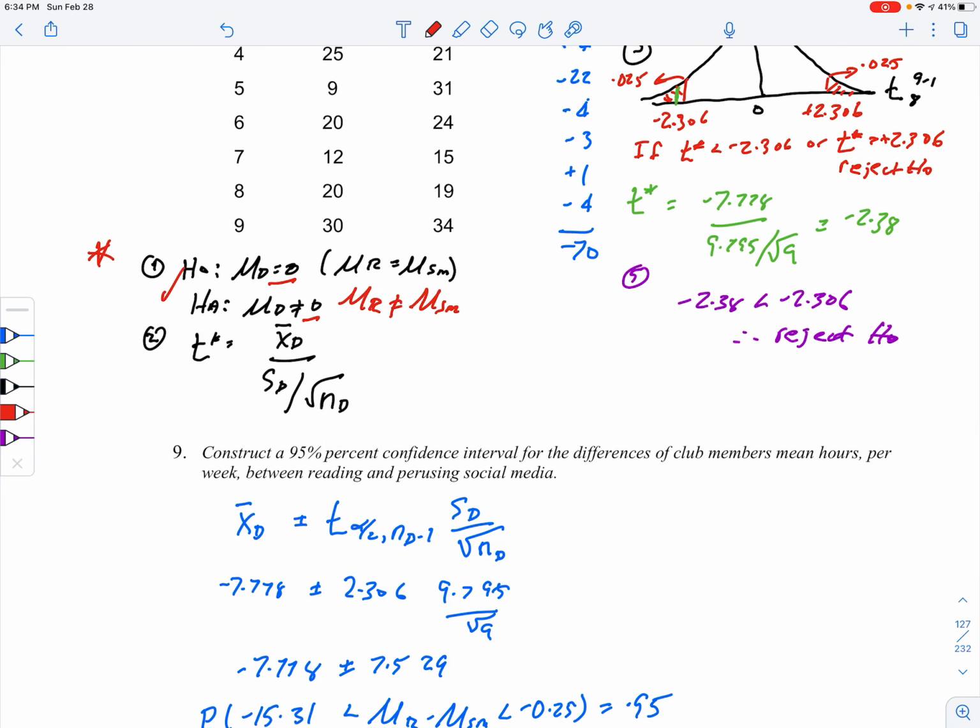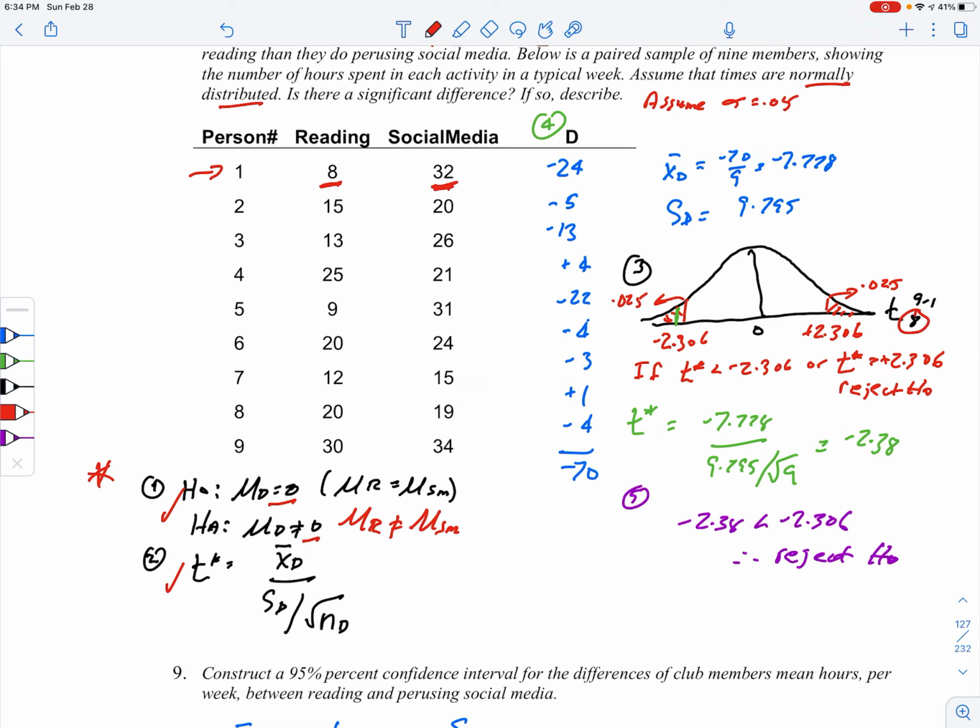So here's our hypothesis. Here's our test statistic. Here is your critical value, where your degrees of freedom are n minus 1. So although there are 18 numbers here, there are 9 persons, 9 respondents, so 9 pairs. So it's 9 minus 1 is equal to 8. That gives you critical values of plus and minus 2.306.